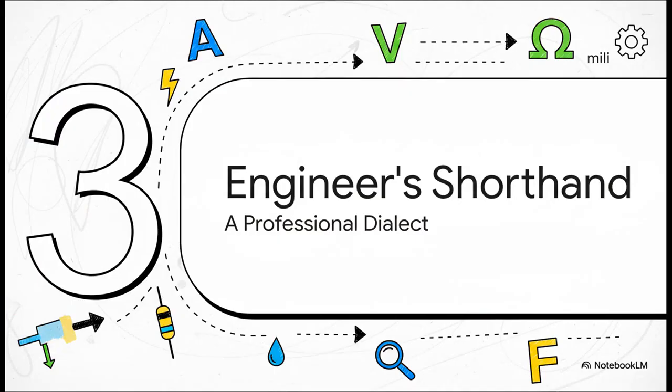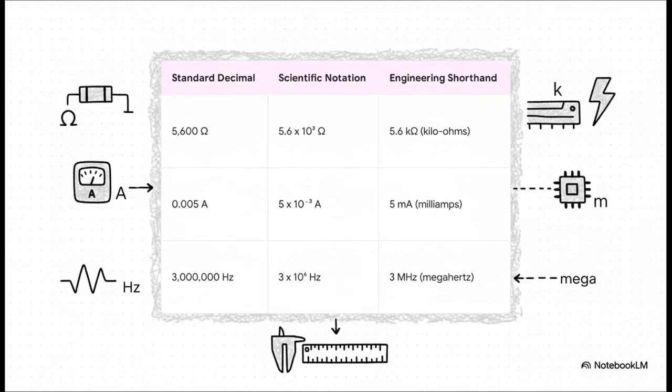But, engineers, we like to be even more efficient. We've kind of developed our own professional dialect, a shorthand that's even better for the specific kinds of numbers we deal with every day. And here it is. This is engineering notation. Just look at how slick this is. Instead of writing out times 10 to the something, we just use a simple prefix. So, 5.6 times 10 to the third ohms becomes 5.6 kiloohms, or 5.6 kΩ.